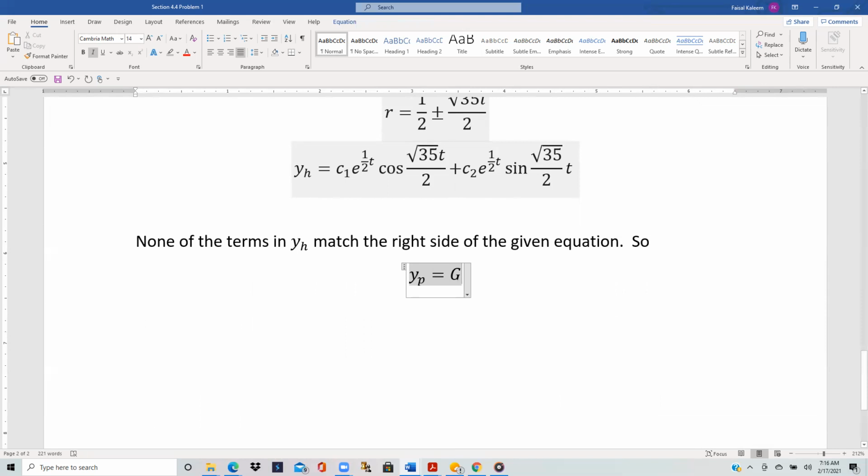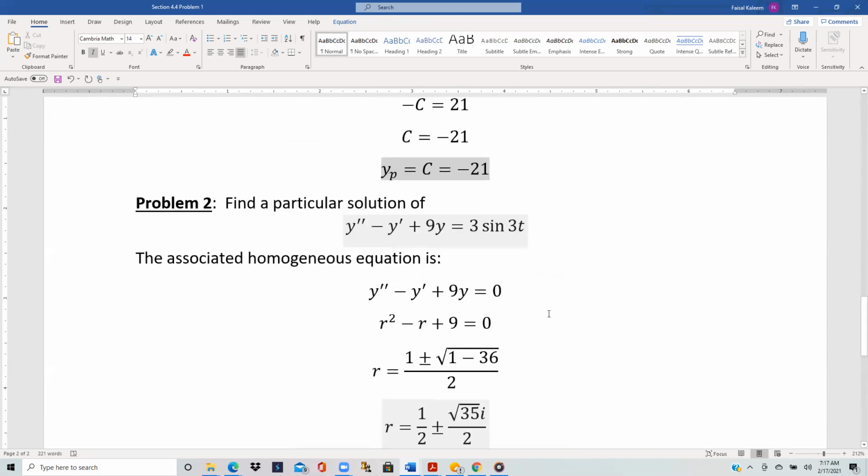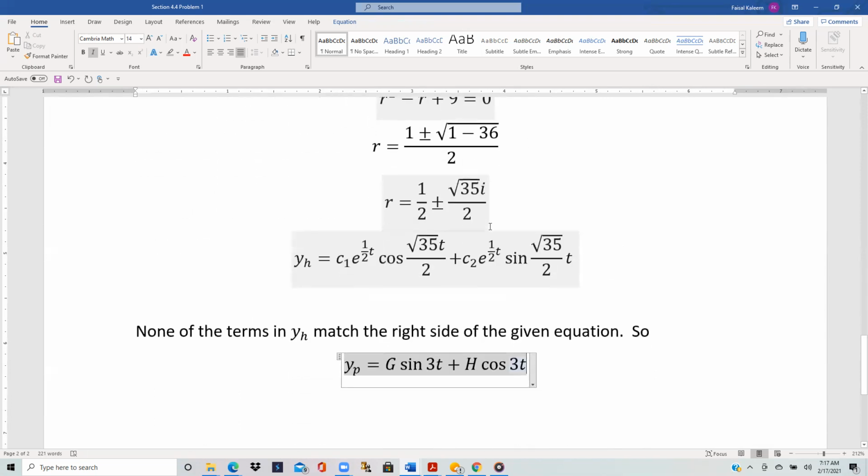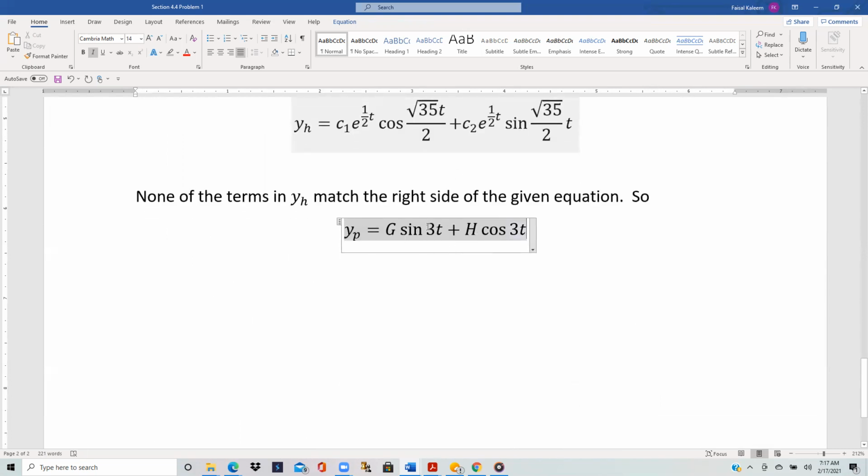G sine 3t plus H cos 3t. So remember, whether we have a sine or a cosine, the particular solution picks up both the terms. It picks up both sine and cosine.